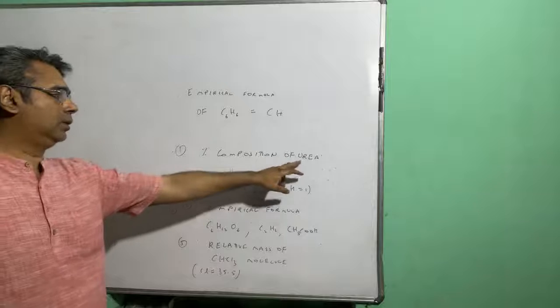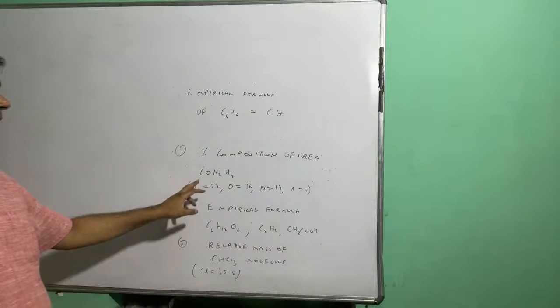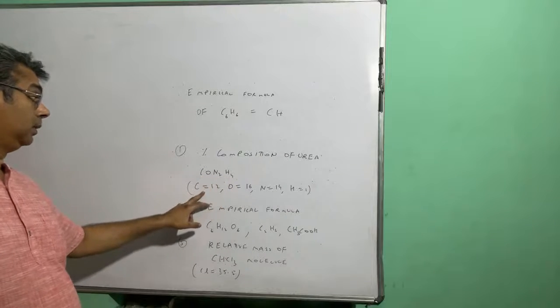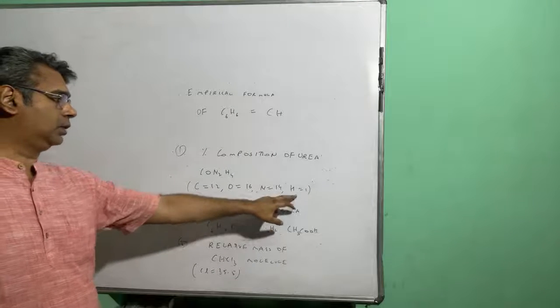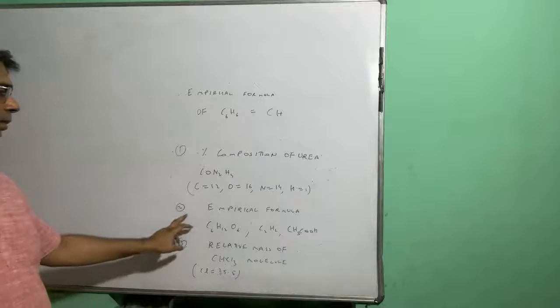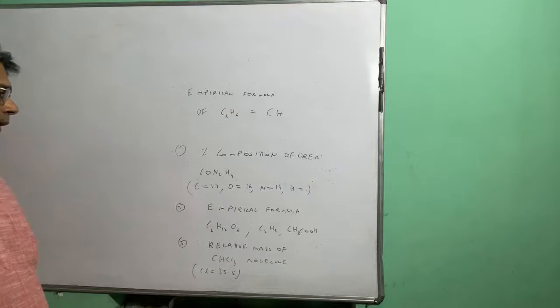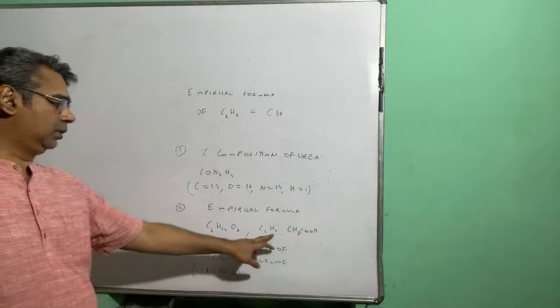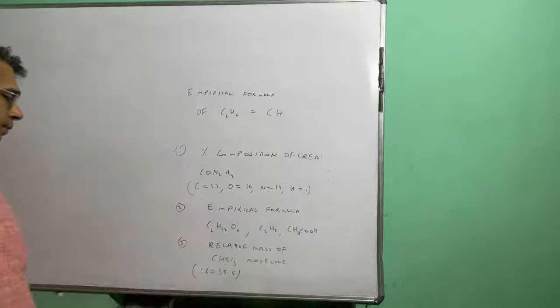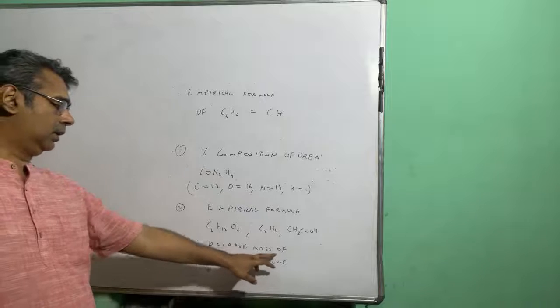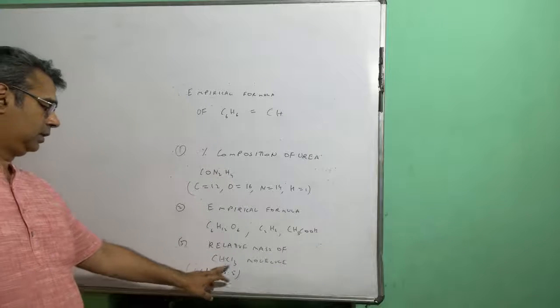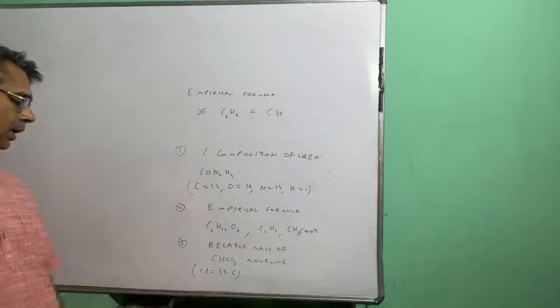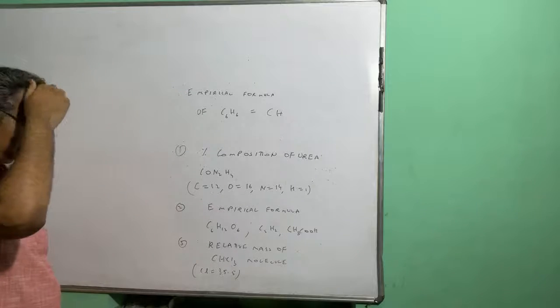Okay, so these are the questions. Number 1, find the percentage composition of urea. Urea formula is CON2H4, carbon is 12, oxygen is 16, nitrogen is 14, hydrogen is 1. Question number 2, find the empirical formula of C6H12O6, C2H2 and CH3COOH. Question number 3, find the relative mass of CHCl3 molecule, and chlorine is 35.5.